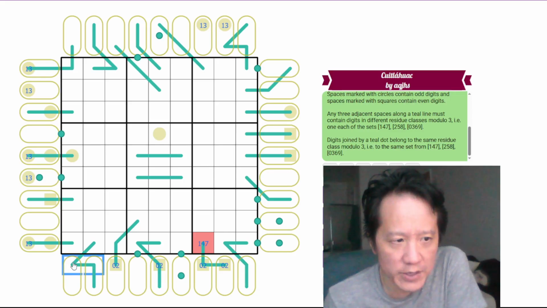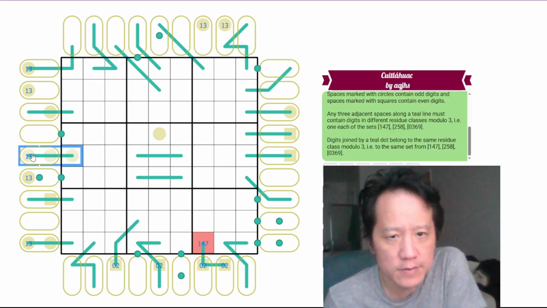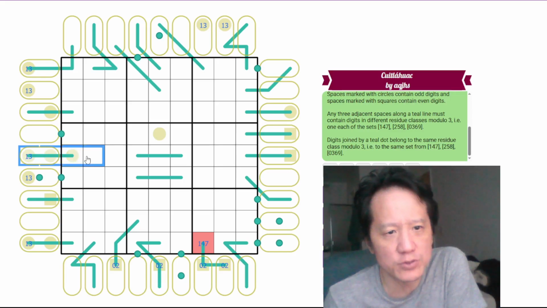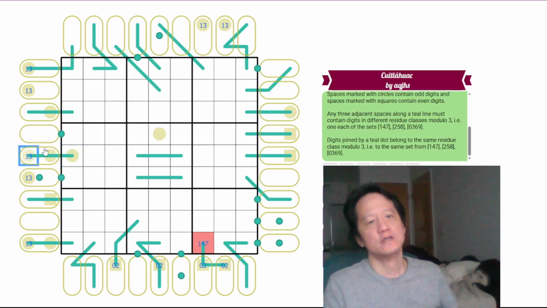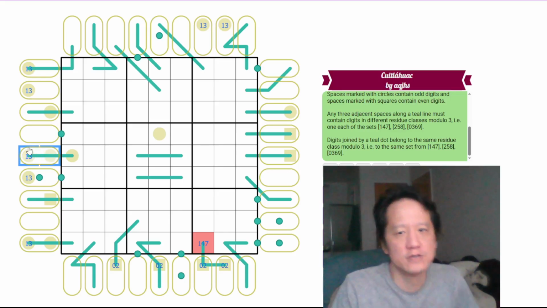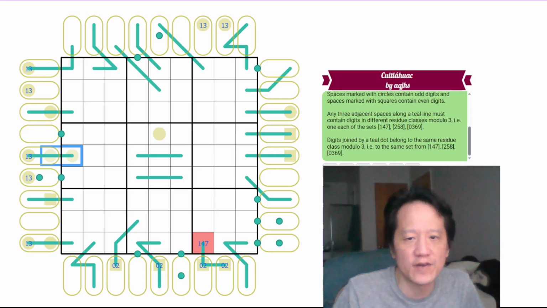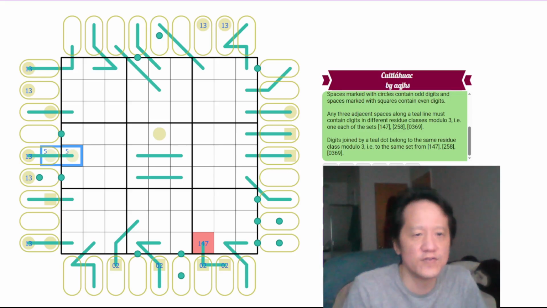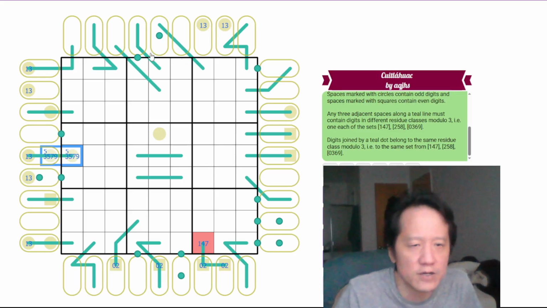These are different modulo sets, but we don't know which ones these are. These are all odd, but they're also all different modulo sets. One of them has to be 2, 5, or 8, so one of these is a 5, but we're not sure which. The other one has to be 3, 7, or 9, but we're not sure which. So 5, and then 3, 7, or 9 here.